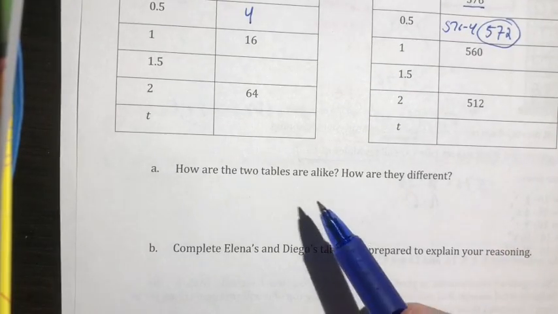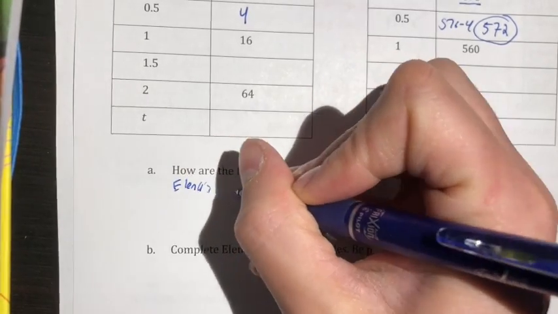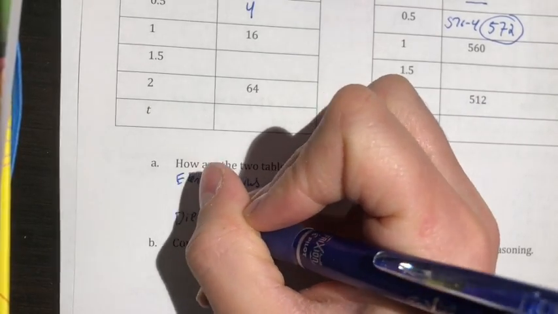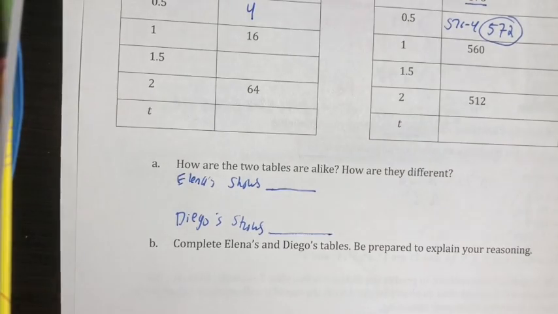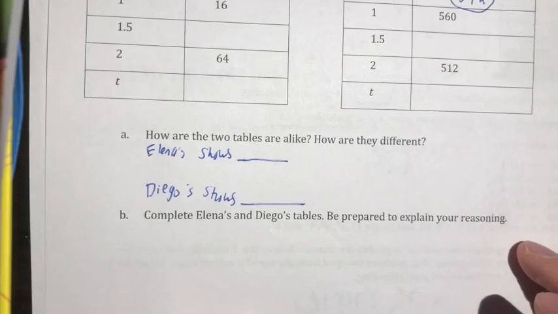Think, how are they alike? How are they different? Like, what's the significance? What does Elena's table show? And then what does Diego's table show? Because they both have two different purposes. And completing it, okay, that was pretty much what I already told you to do. So give that a try real quick.